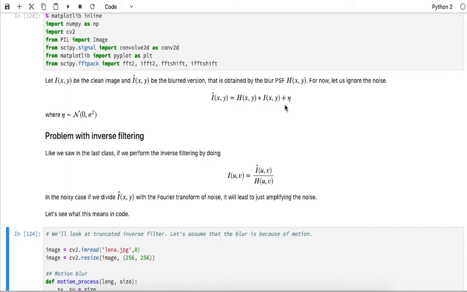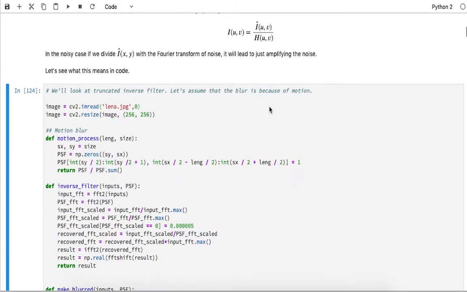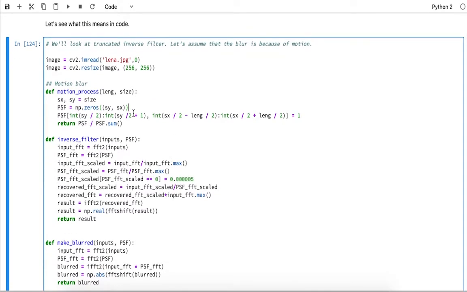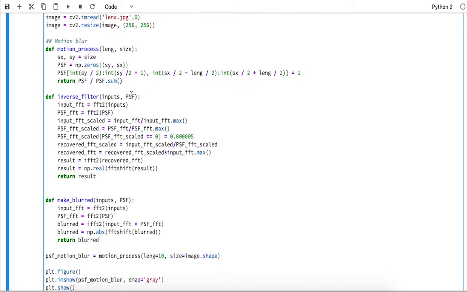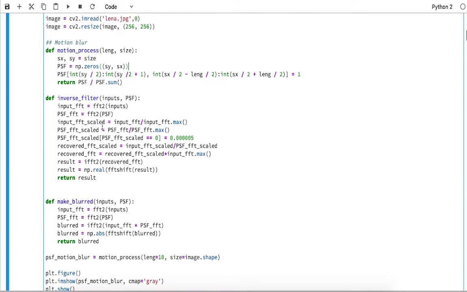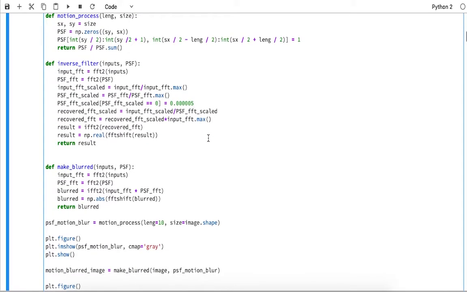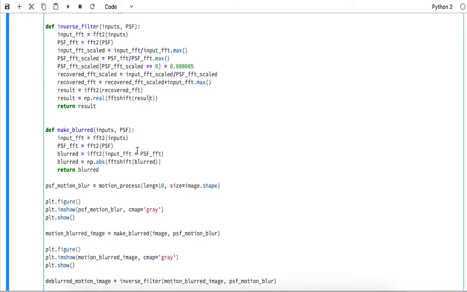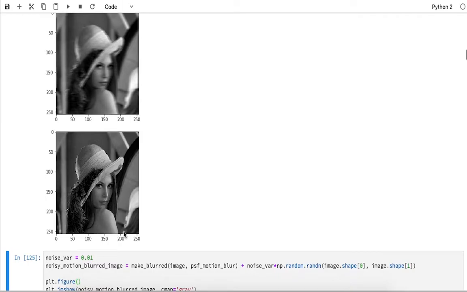So now let's recall, I'm setting the problem setting. My blur is motion blur, where the PSF I'm synthesizing here, and my inverse filter was implemented like this. You get the FFT of the inputs, the FFT of the PSF, and then for numerical issues, I removed all these zeros to avoid division by zero, and replaced them with a very small number. Then we saw that this performs well for deblurring and it's able to recover the image. This is what we saw in the last class.